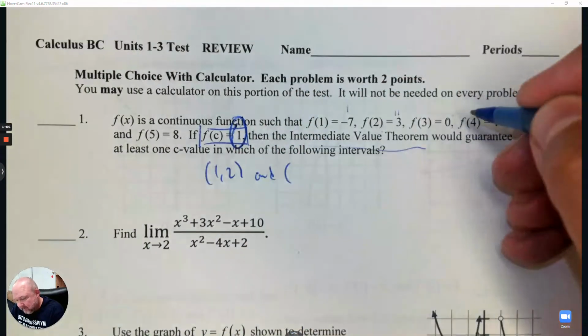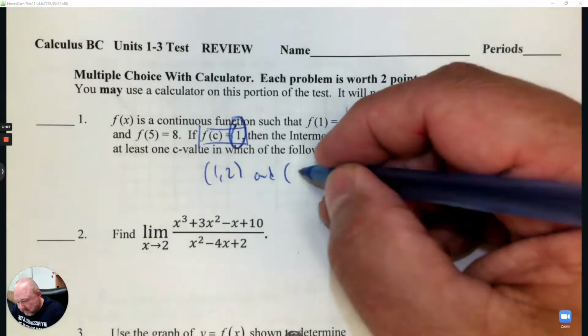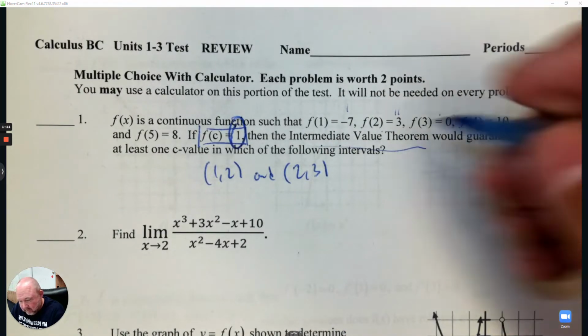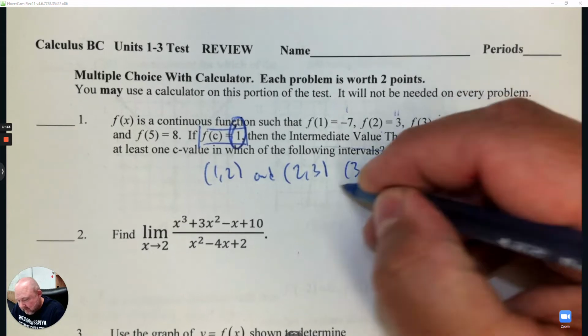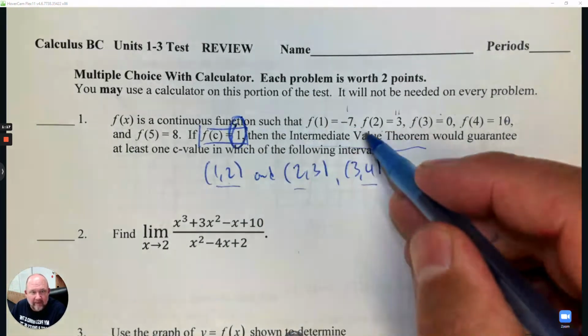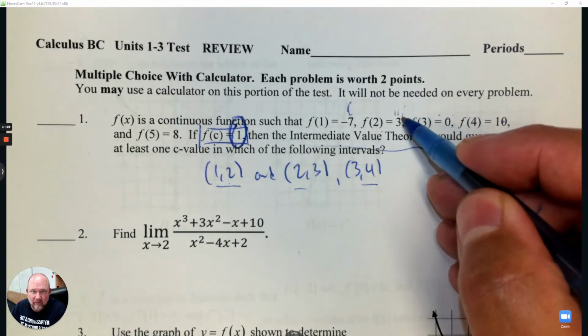and 2 and 3 and 3 and 4. And for all of these intervals, it would work because 1 is in between the two Y values.